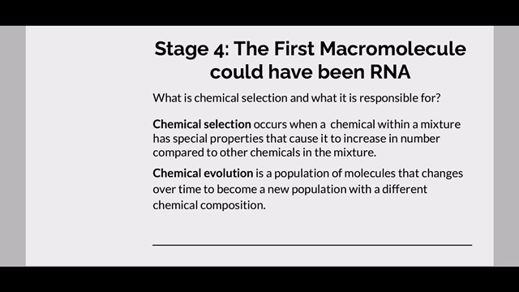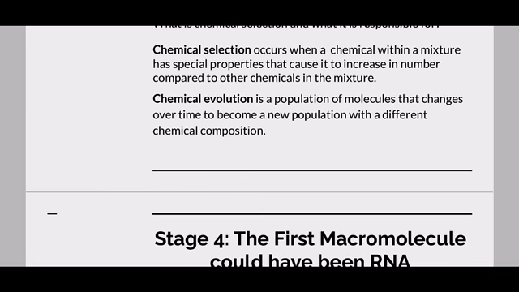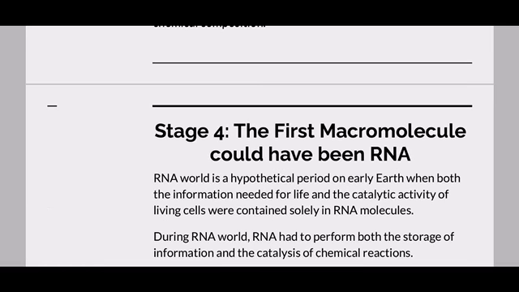Then comes chemical evolution, which is when the population of molecules changes over time and becomes a new population with different chemical compositions. That is what changes the actual chemicals and picks the best things and then carries on with only the best traits, as happened with evolution itself. Let's go to the next one.